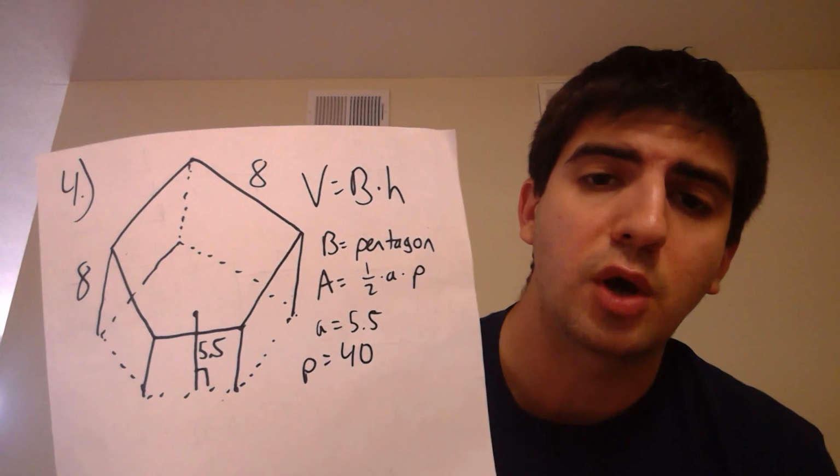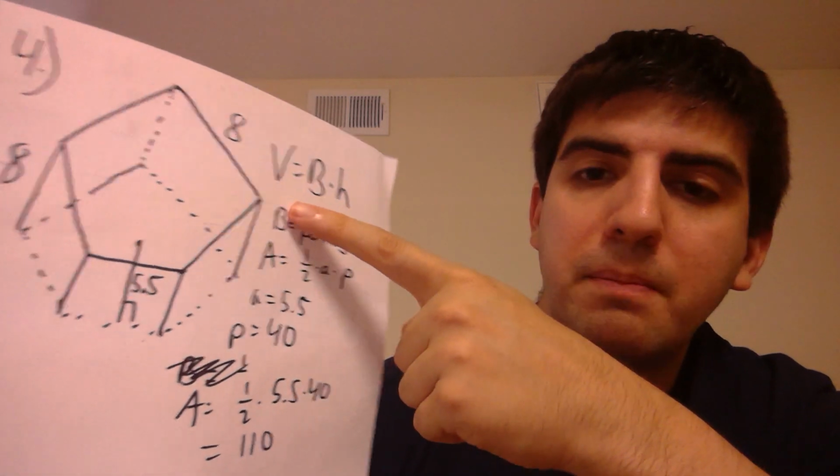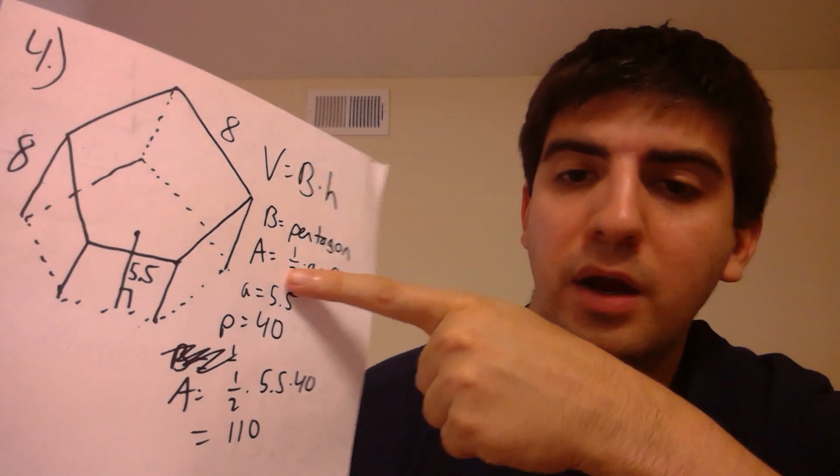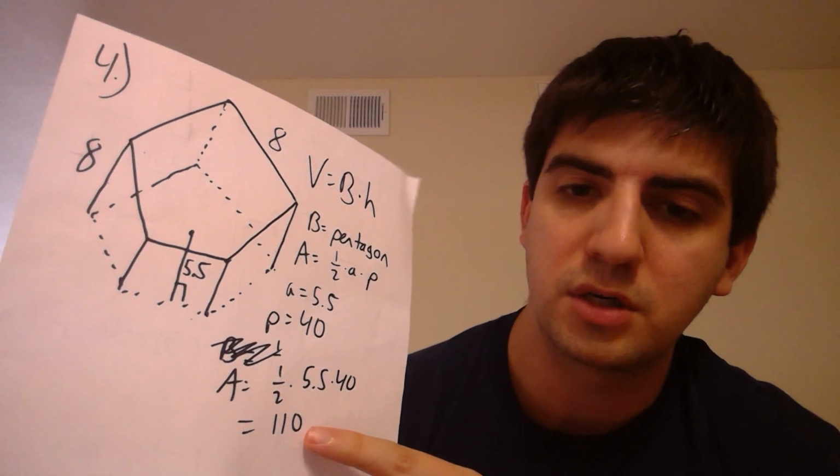And I'm going to plug those in and solve for the base of the pentagonal prism. So big B is 1/2 times 5.5 times 40. I don't have a calculator. Half of 40 is 20. 20 times 5.5 is 110. So I got 110. That's the area of the base. Again, I'm using A here, but A and B are the same thing, right? B is the area of the pentagon. They're meaning the exact same thing. It doesn't really matter which letter you use. The area of the pentagon is 110.